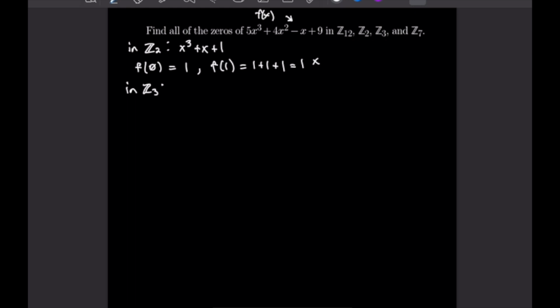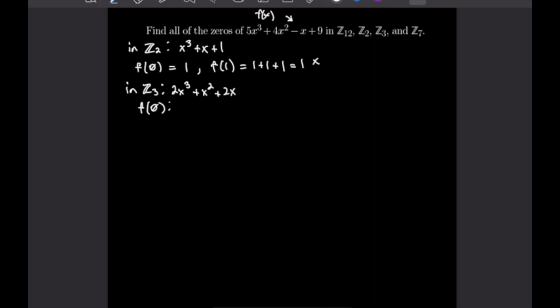So in Z3, let's first start out by rewriting our polynomial. Well, we can reduce 5x cubed to just be 2x cubed. Then our 4x squared will simply be plus x squared. And then our minus x will be a plus 2x. And then we can write our 9 as 0, so we'll just omit that there. Just like we did before, we're going to plug in all values of Z3 and see if we get 0. And right off the bat, we can see that if we plug 0 into this polynomial, we will get 0 as we intended.